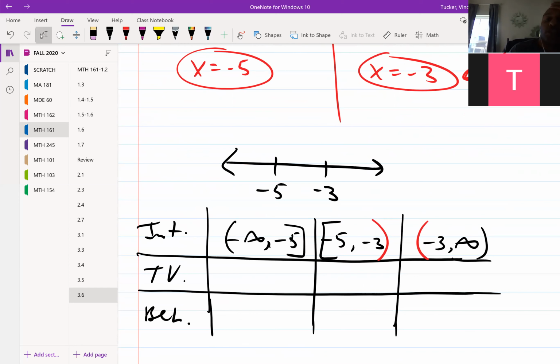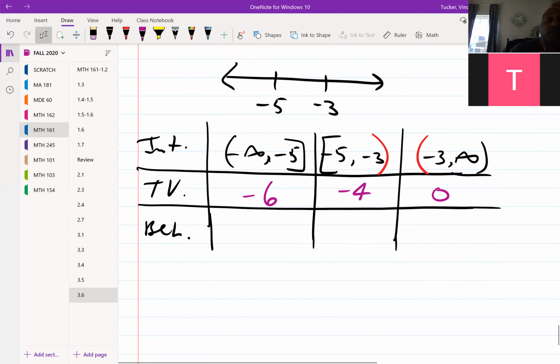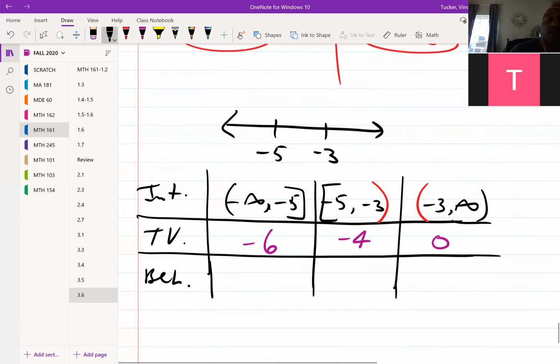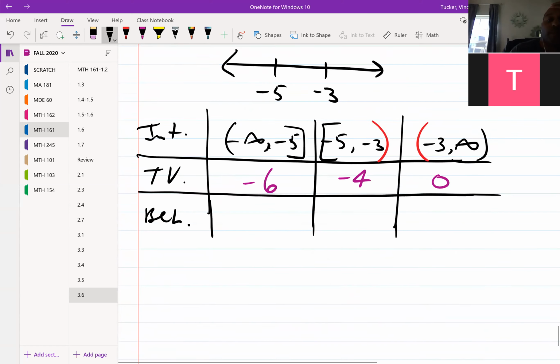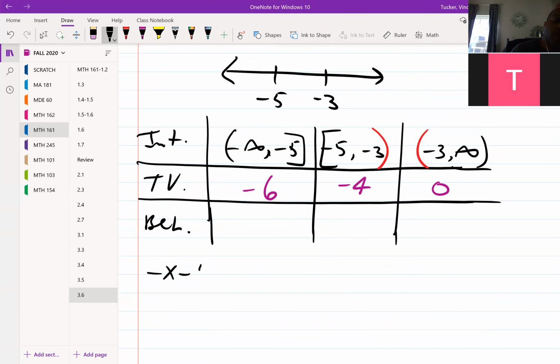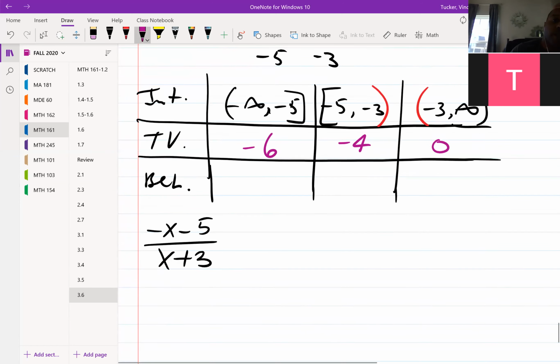So when that -3 has to be parentheses. All right, so questions before we continue. So something less than -5, -6. A number in between -5 and -3, we can do -4. A number greater than -3, I'll go to 0 just because it's always the easy value to plug in. So we're going to use -x minus 5 over x plus 3. Then plug in our 3 test values.